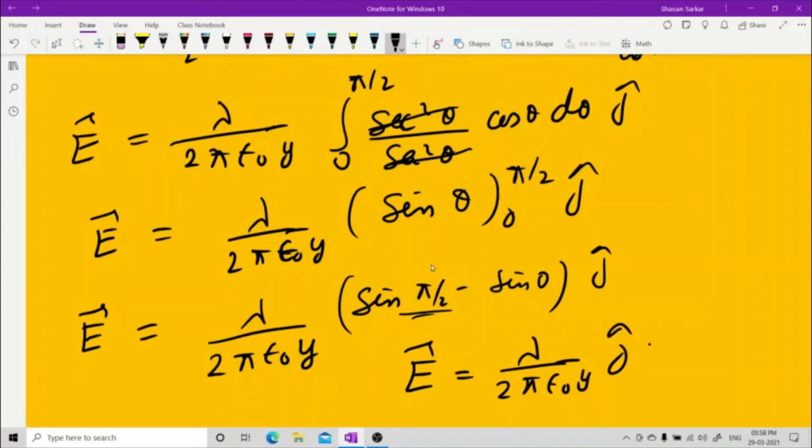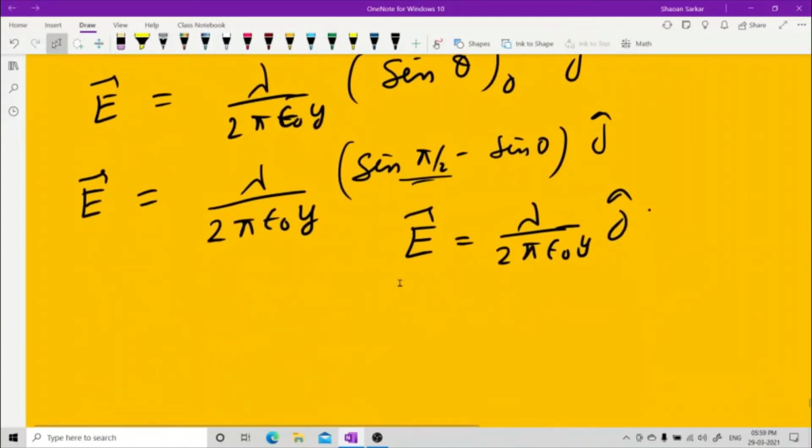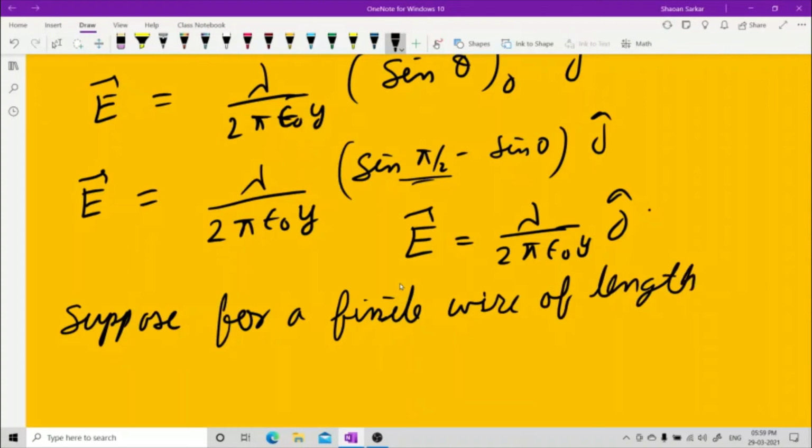Now the thing is this: I have taken an infinite wire. Suppose the wire has a length L, a finite wire of length L. I have to take this point as 0, this point as y, I'll take this much part as L by 2 and this part as L by 2, I'll take the midpoint. The total length is L.